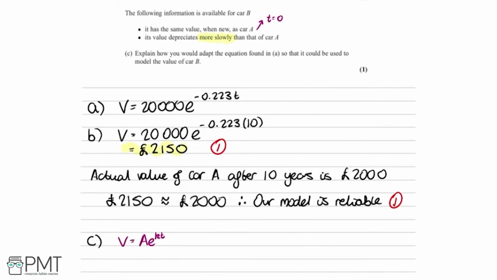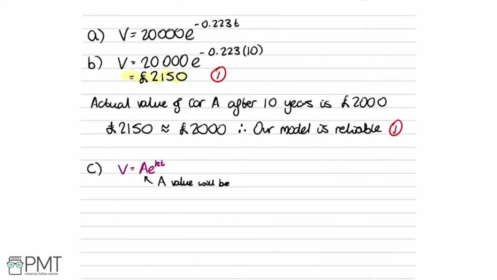Now the key bit of information that we've been given in the question is that car A and B both have the same value when they're new, so when t equals 0. That means we know the model for both car A and B will have the same a value here, so it will be 20,000. So the only other thing that we can adjust is the k value. So formally writing this down, we say that the a value will be the same for car B, since car A and B have the same value when new. So we're going to adapt the equation by changing the value of k.